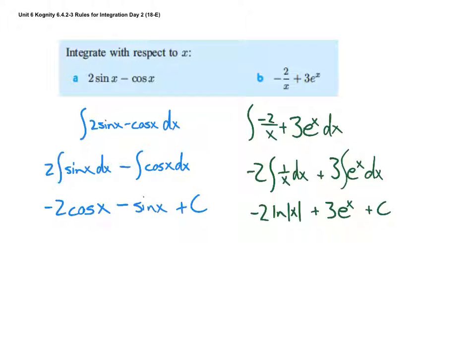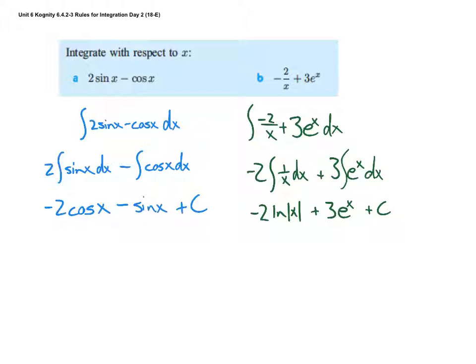Boom. Okay? But you never have to add an x to the derivative. Because it's 3 times e to the x. If this were 3 plus e to the x, then it would be 3x plus e to the x. But it was 3 times.